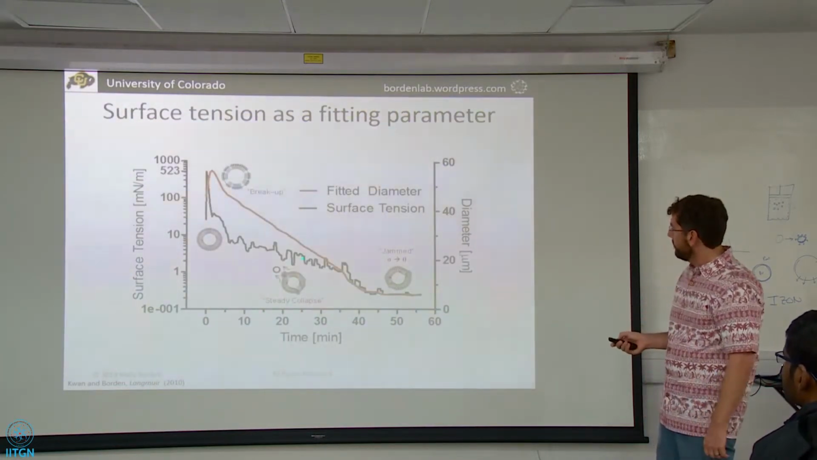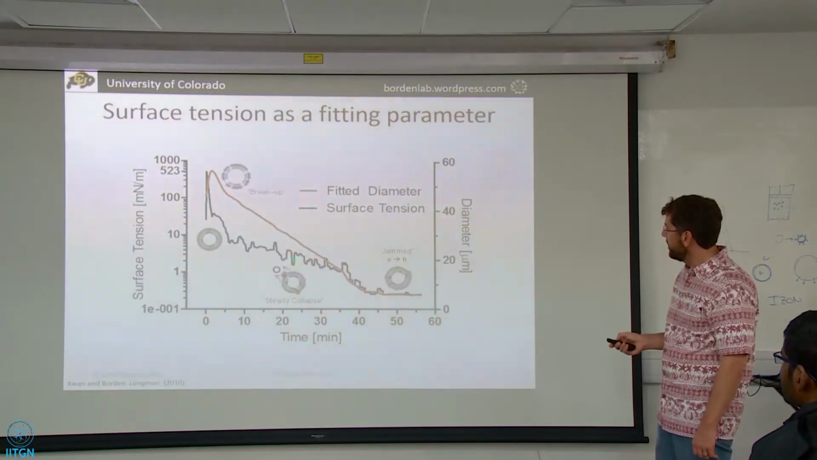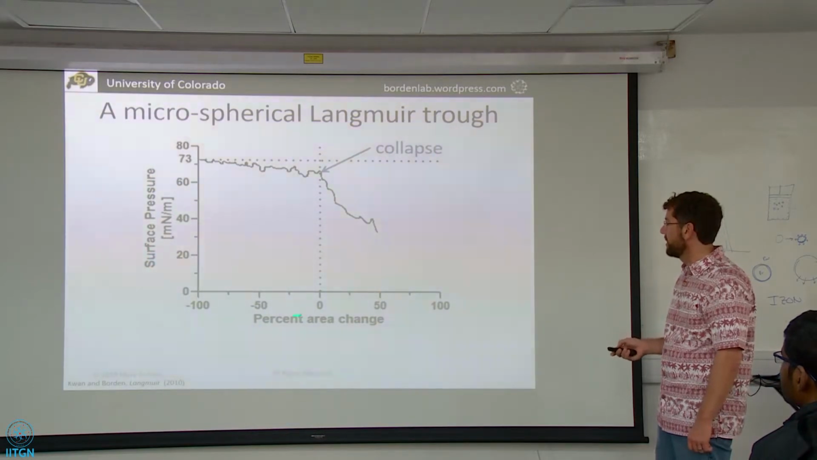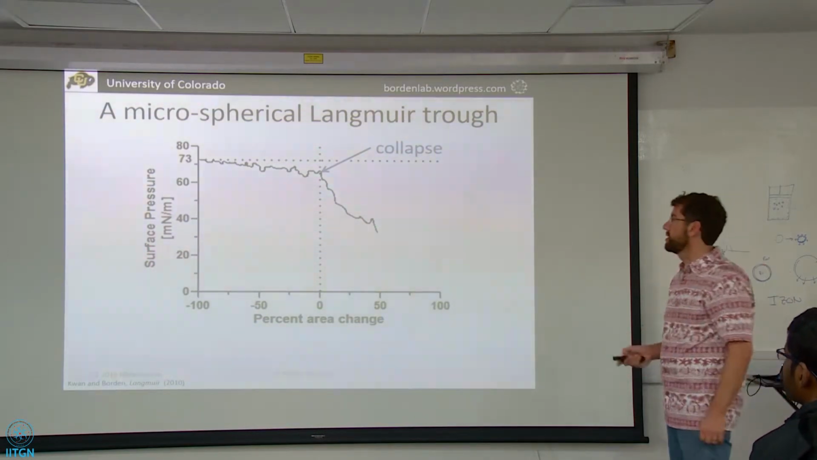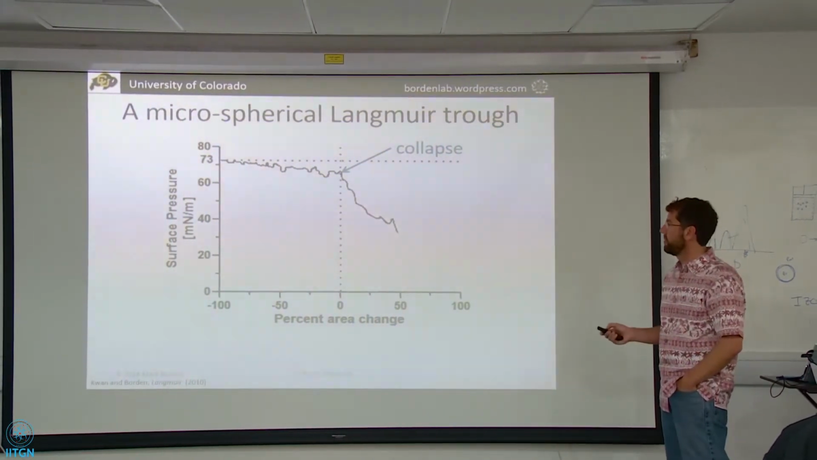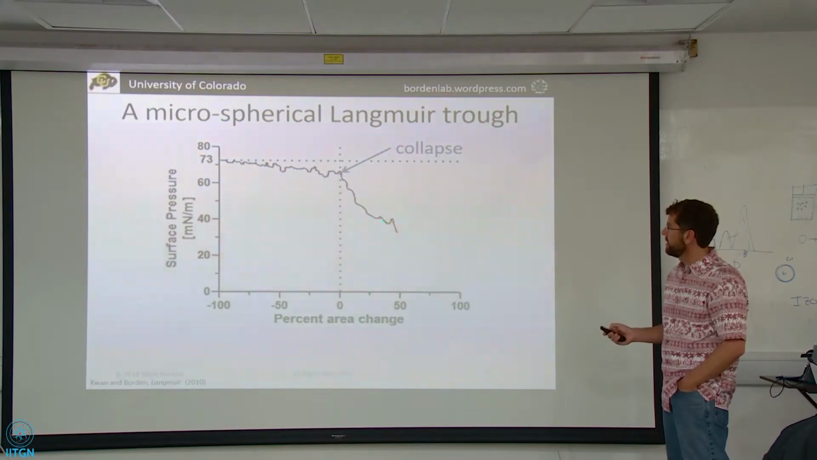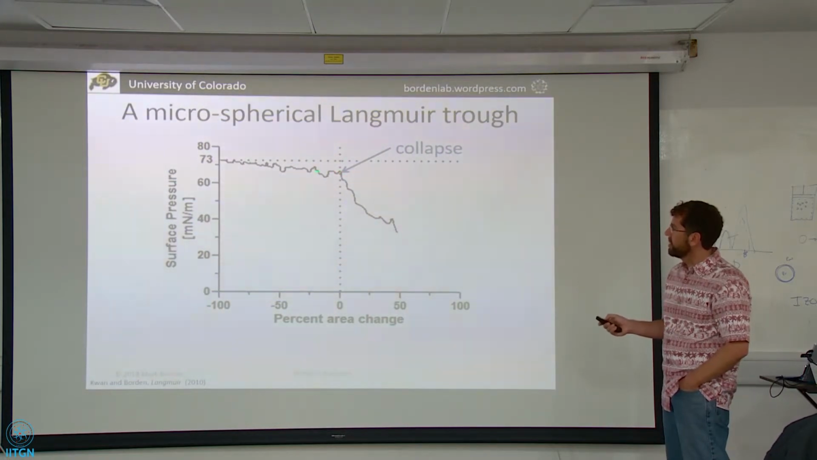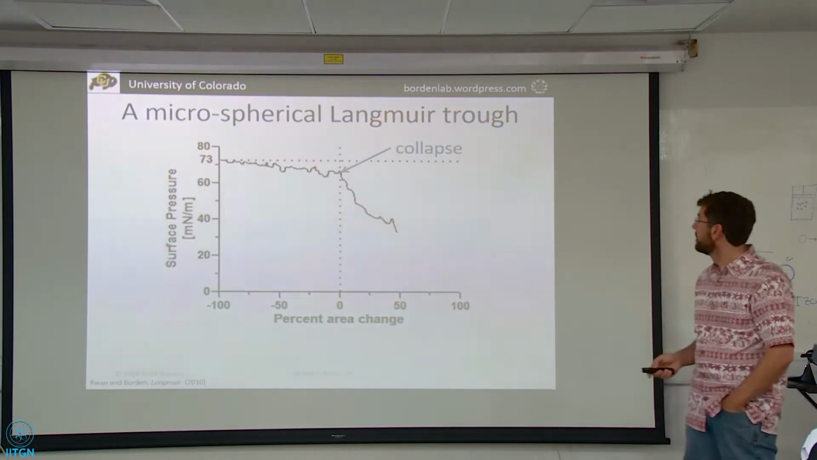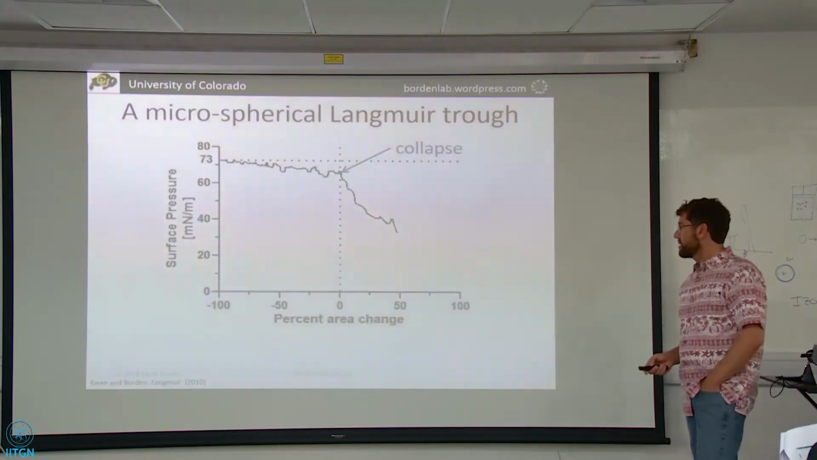Once you have the surface tension data, you can actually make a surface pressure versus area isotherm, which is kind of interesting. This is like a Langmuir isotherm for a bubble. We saw an interesting increase in surface pressure until it reached some point which we determined to be the collapse point, and then it flattens out and eventually goes to about 0 tension. So that was larger bubbles.